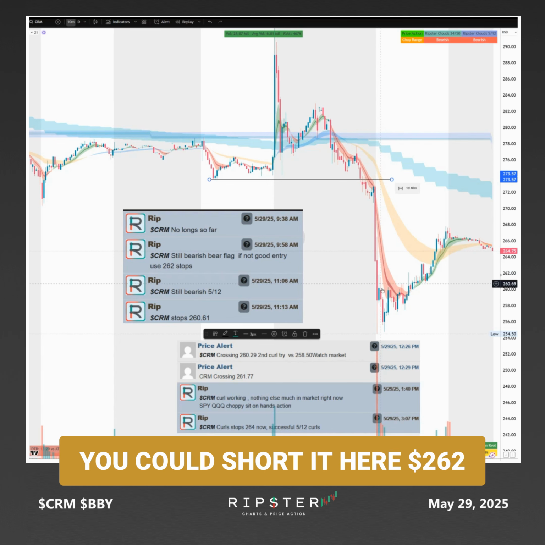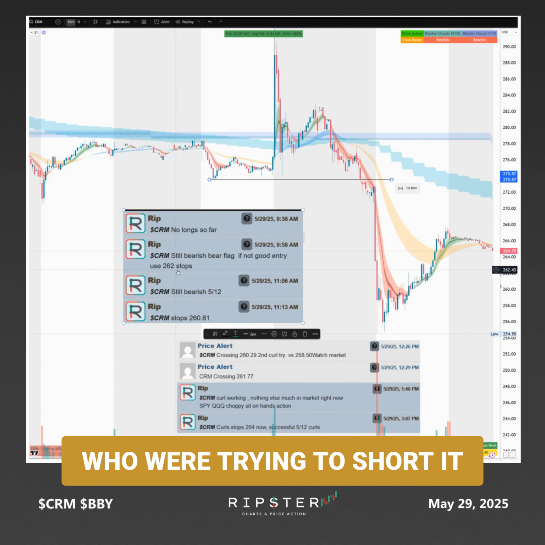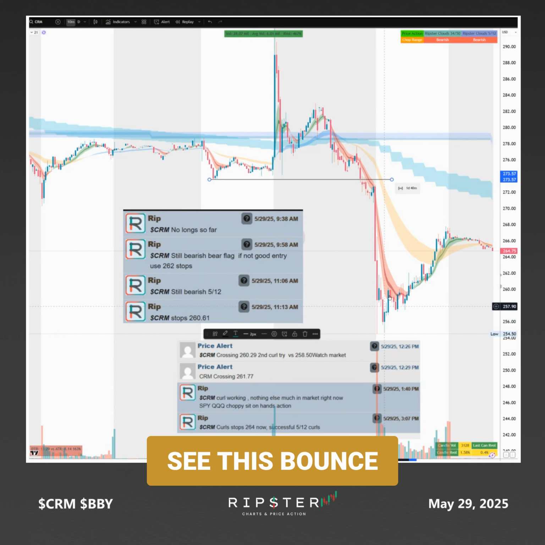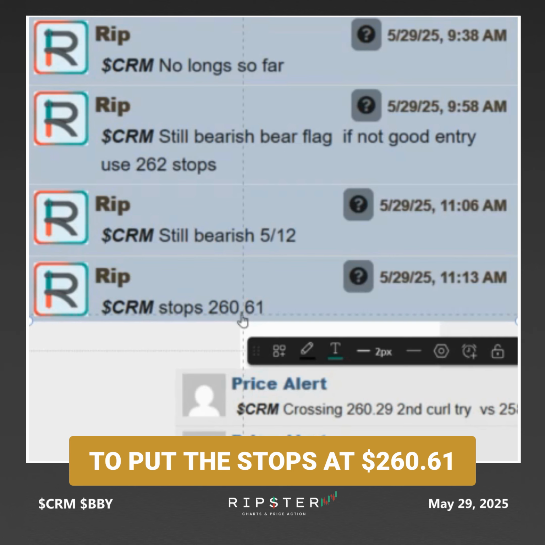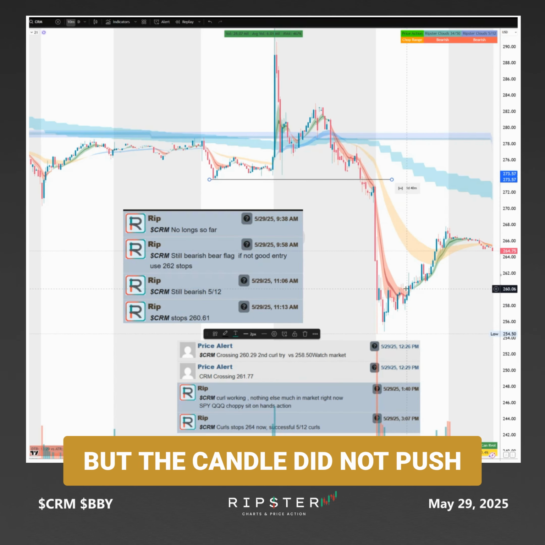You could short it here at 262, and that's the stop I gave for the traders who were trying to short it. And I told them, do not long it. See this bounce? That's not a long. It's still a short. I told the traders to put the stops at 260.61. It did try to curl here, but the candle did not push.